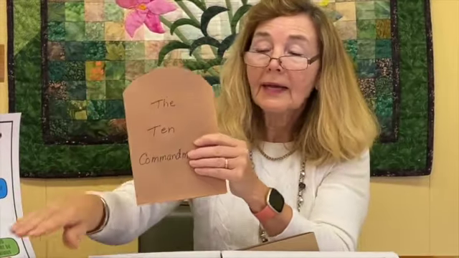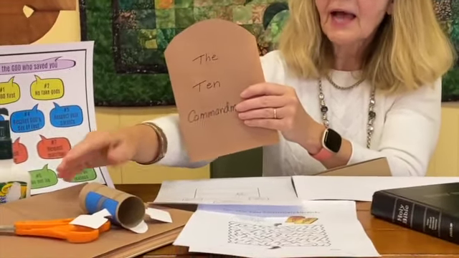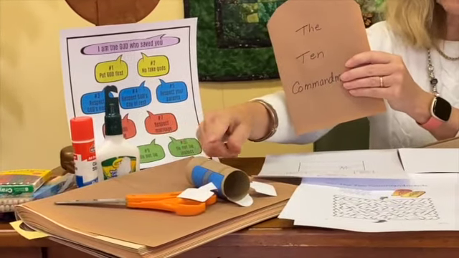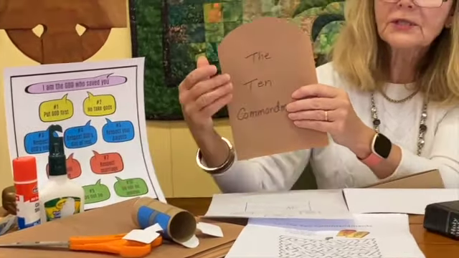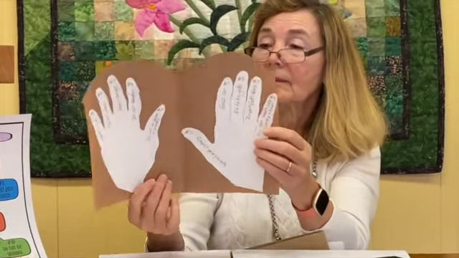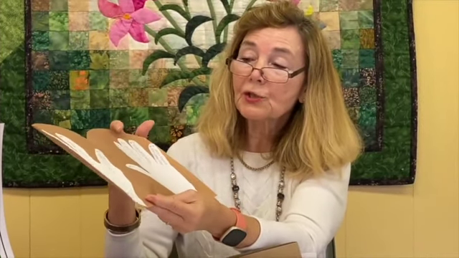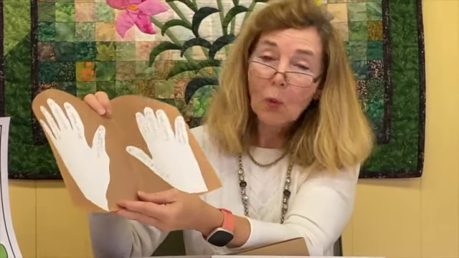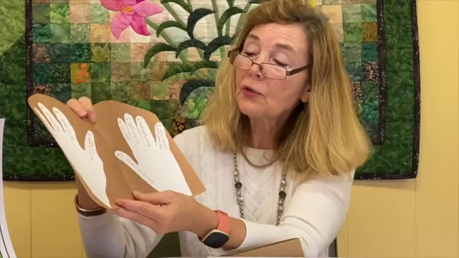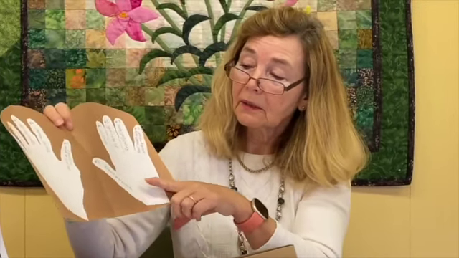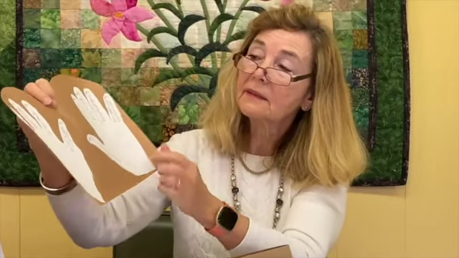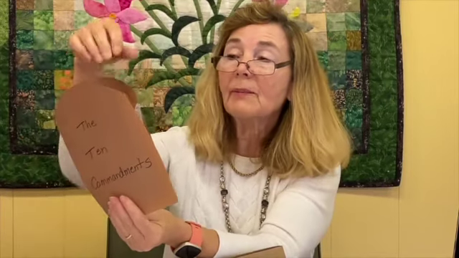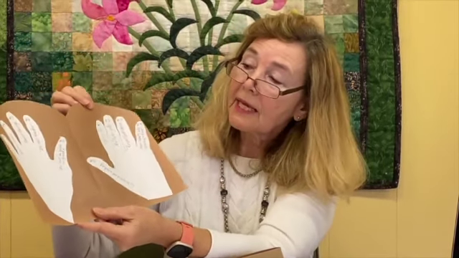So, get your construction paper. I used a ruler actually to draw a line so I could draw it equally in half. Fold the paper. And then what you do is trace your hands, your right hand and your left hand, on white paper and cut them out. Glue them towards the bottom part of the inside of the tablets. And then what you want to do is cut the top part of the tablets without cutting the hands off.